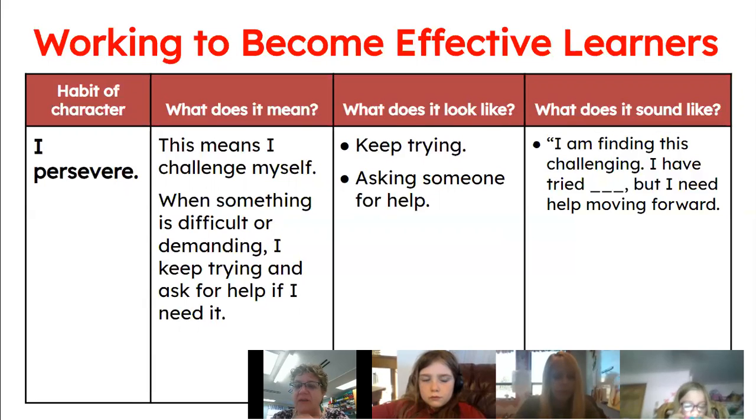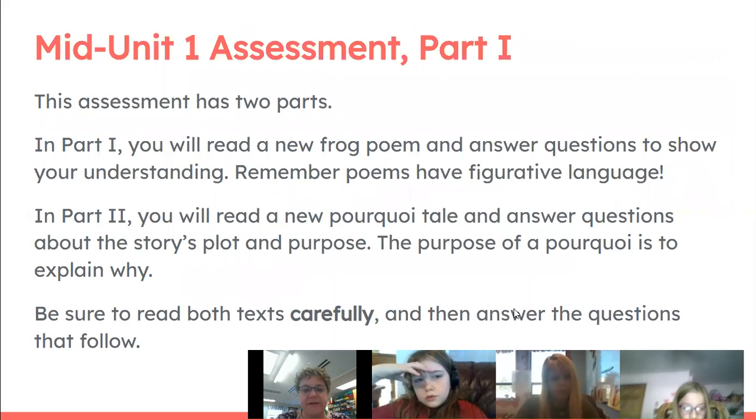And we talked about asking for help. What does it sound like? So in your mind, you're giving all those affirmations that Mrs. Aubin and I have possibly been helping you with. I know this is challenging, but I can keep moving forward. I can do this. I can do anything. All right. So today we're going to persevere, even though it might be a little hard for some of us.